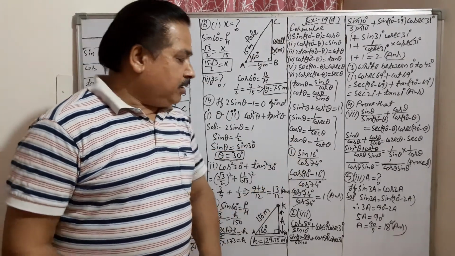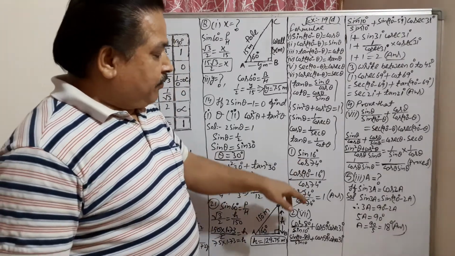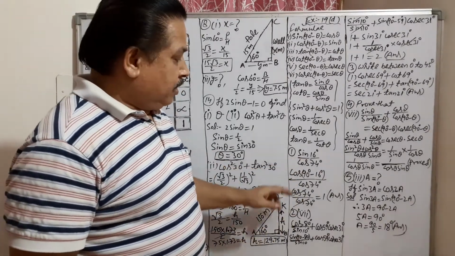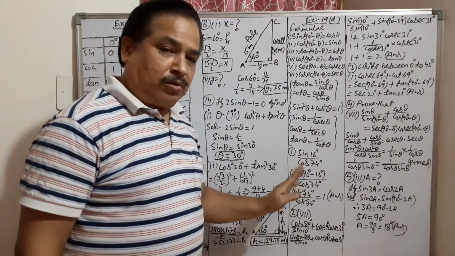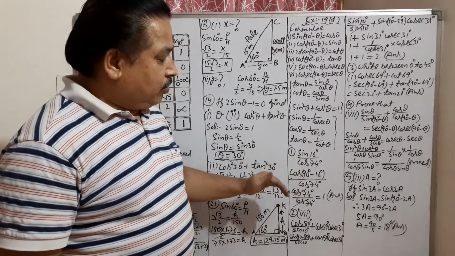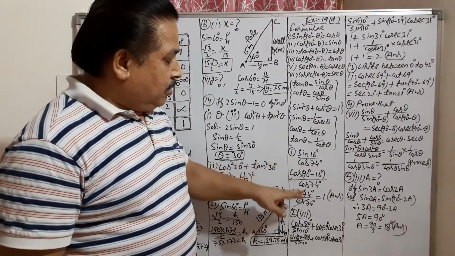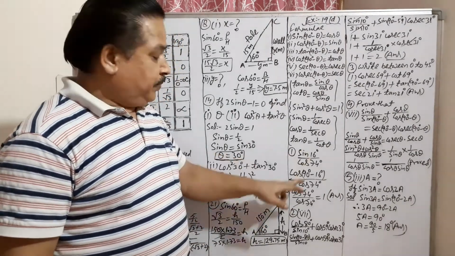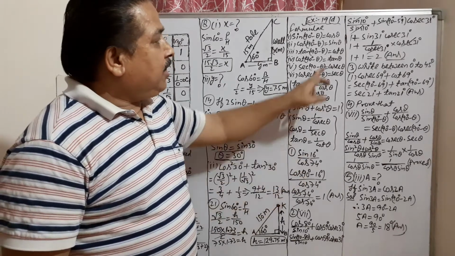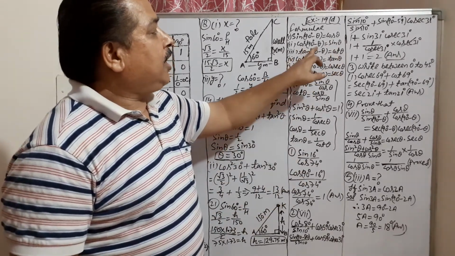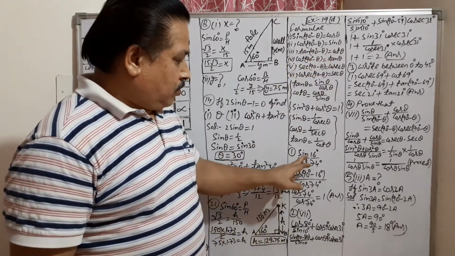Now see question number 1. This is given in fraction form and we have to simplify it. In a fraction you can either change the numerator or the denominator. So I am changing the numerator part. The sin theta formula is cos 90 minus theta. So this is sin theta.